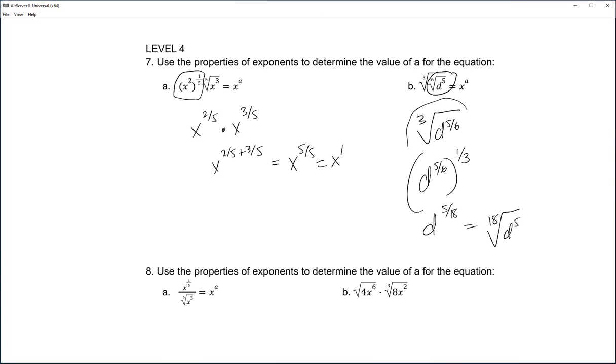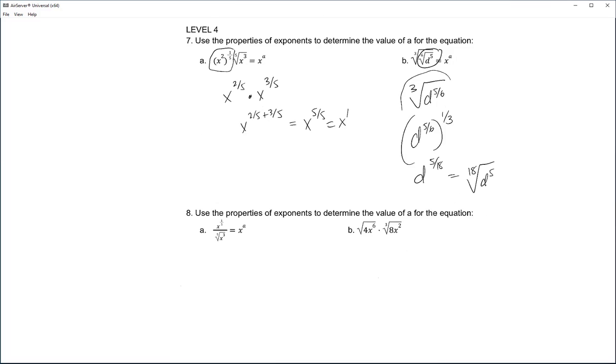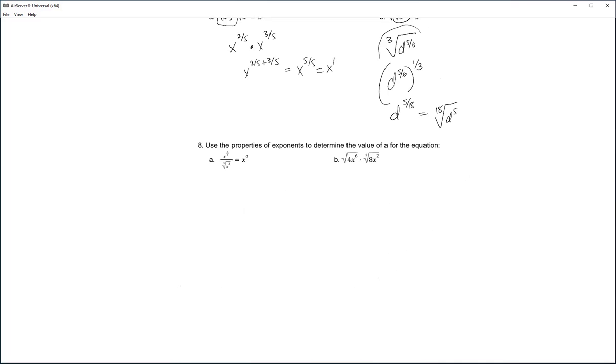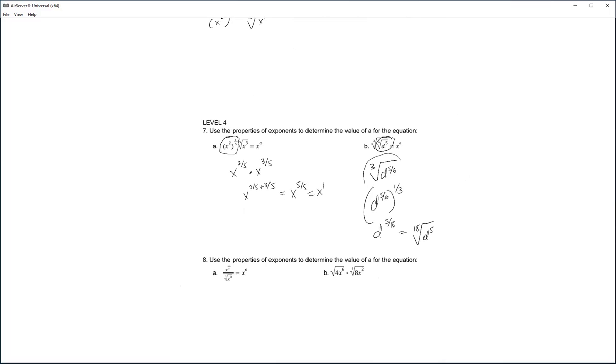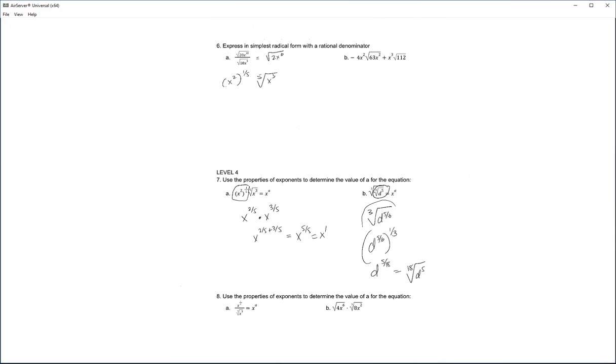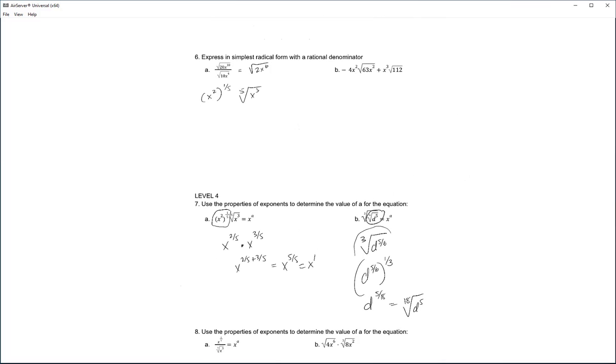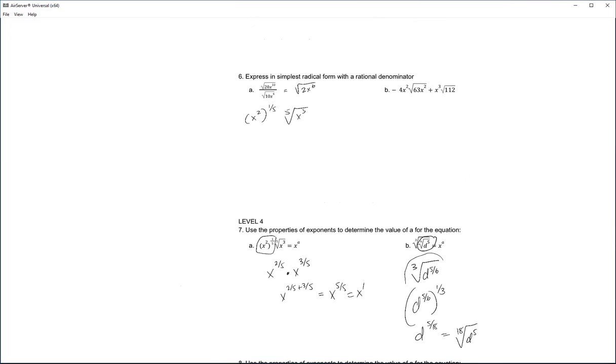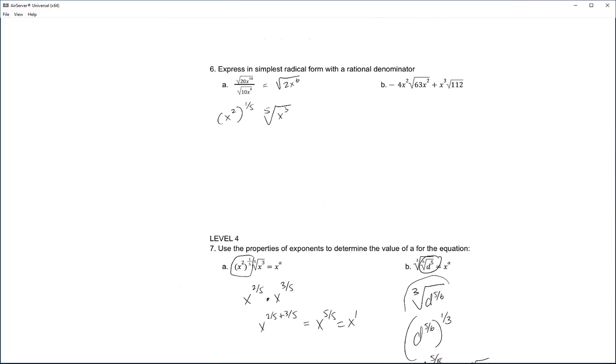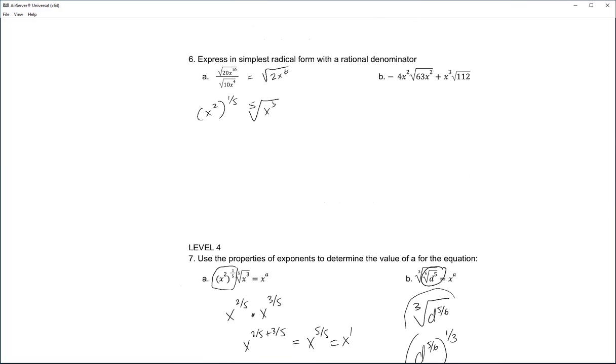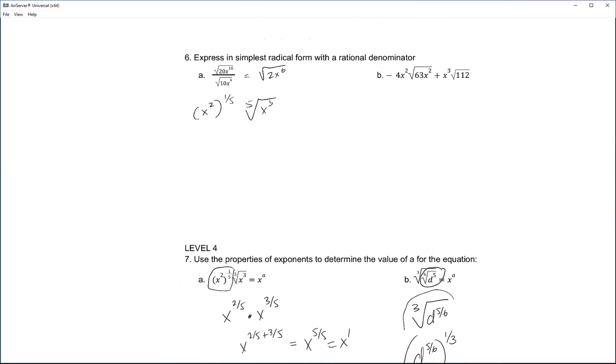Okay. I think we're good, right? Let me try these. Okay, and then after that's the word problem. Let's look at number 6 real quick here. Because that will be on your test.